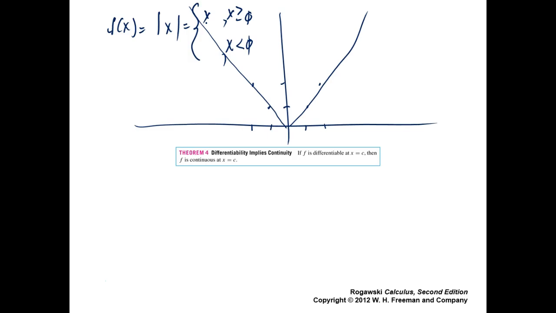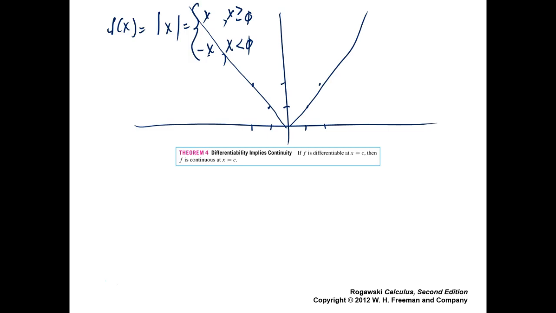When x is negative 1, y is positive 1. When x is negative 2, y is positive 2. When x is negative 17, y is positive 17. So what would be the function here? Negative x, exactly. Okay, there we have it. That is your absolute value function always.